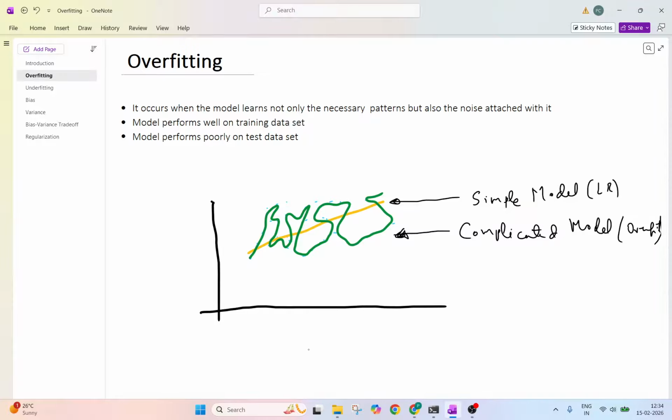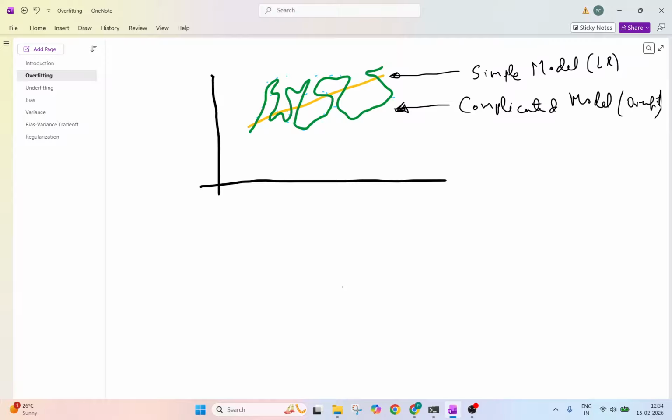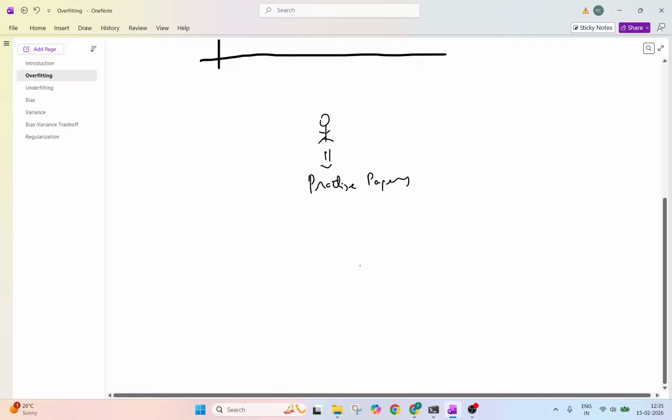Now the point is, can we say that an overfitted model is better? The answer is absolutely not. Why not? Let's understand this with an example. Let's say you have your exams tomorrow, and as a result you get some practice papers, mock papers, right? So this is you. Please pardon my drawing.